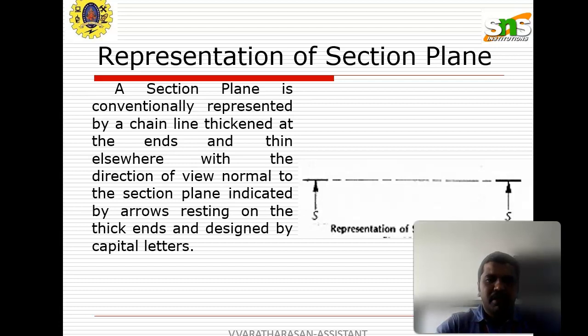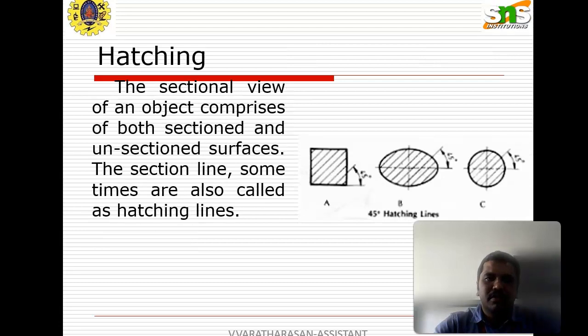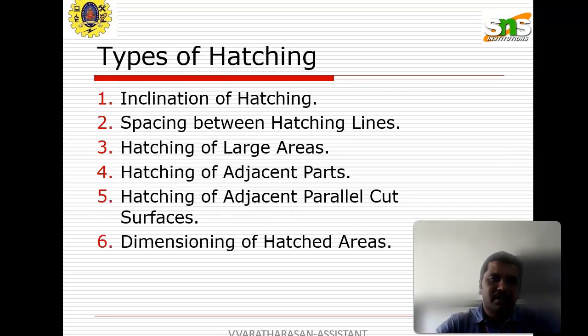We always represent the section using capital letters, with the first letter S. So S is the representation of the sectional line. This slide shows how the hatching line is represented in the diagram. Normally we use a 45-degree hatching line as the sectional line. In any diagram in the computer machine drawing subject, you can use the 45-degree lines. So these are the hatching lines.